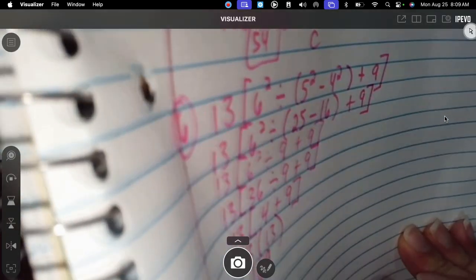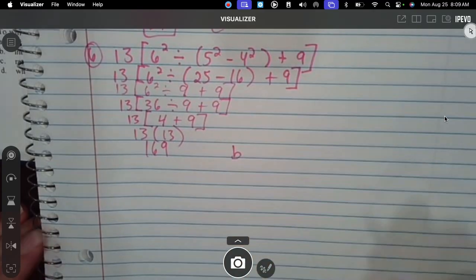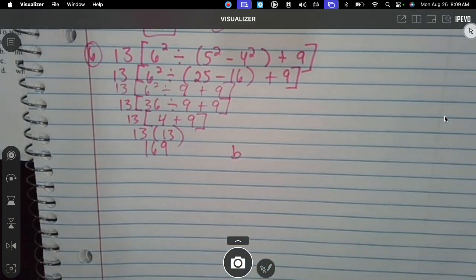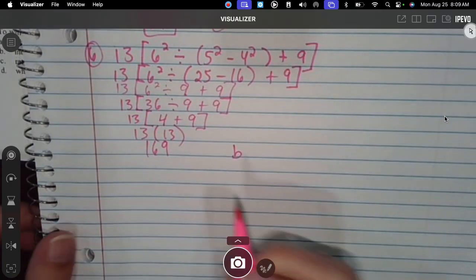Okay, did everybody get B for number 6? Yeah? Okay, do I need to show anybody how to type that in their calculator? No. Okay, all right, let's keep moving then.